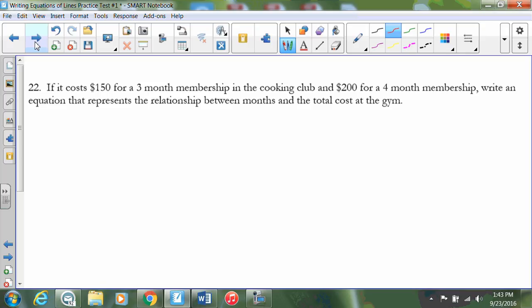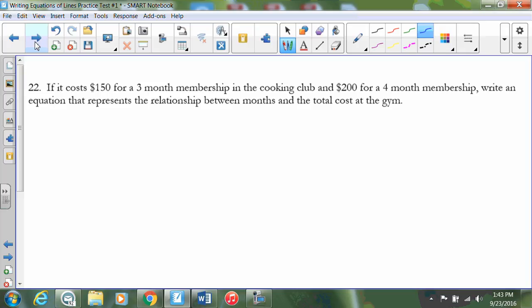So here we go. 22, if it costs $150 for a 3-month membership in the cooking club and $200 for a 4-month membership, write an equation that represents the relationship between months and the total cost at the gym. So here we go. Once again, we talked about in class that time is independent. And when you're in your science classes, time is always an IV. It's never a DV because time is dependent on nothing. It just keeps going.